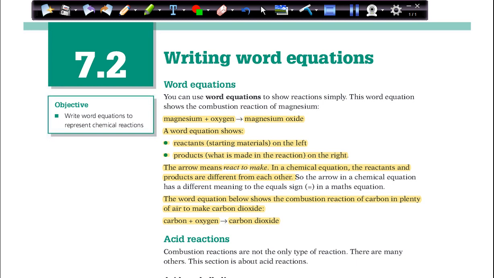Today our lesson is about how we can write a word equation. We studied before about chemical reactions, how we write the chemical reaction formula, where we put the reactants, and how we show the products. So today we will learn how to write it in words instead of symbols. Later we will learn about symbol equations.